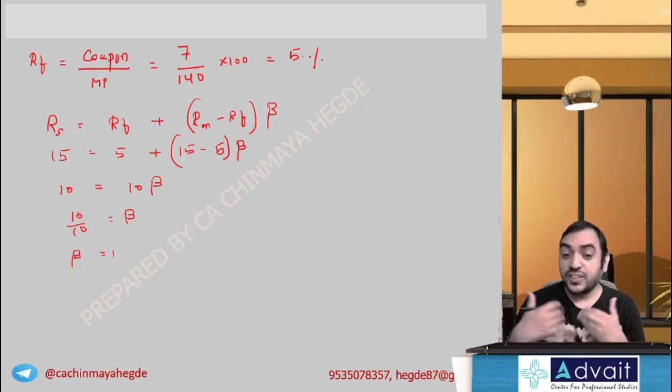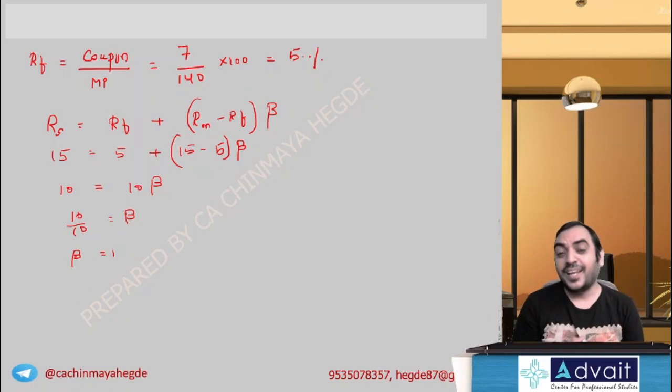In fact, even without this calculation also conceptually you can tell. How? Market return is also 15, security return is also 15. When both of you are getting same return, which means your return is likely to be same as market return, which means your risk is same as market risk. So beta should be equal to 1. Only when beta equal to 1, security and market both are equally risky, so equal return they get. That concept also you can use.